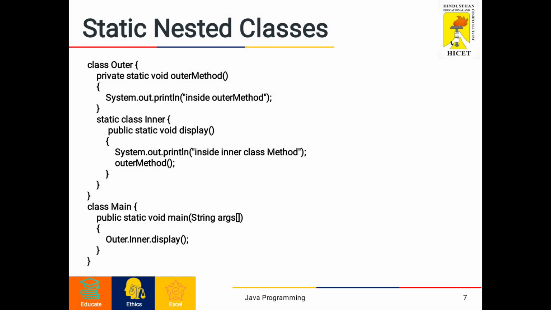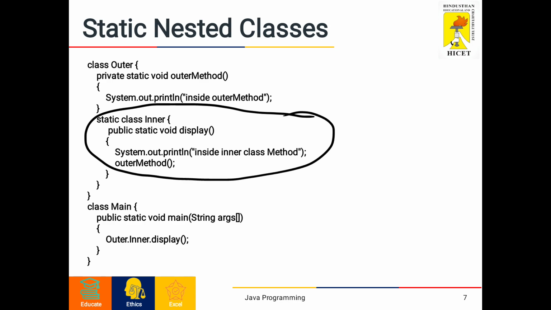The third one is static nested classes. Here we make the inner class static. The static inner class contains a static method. As we already know, a static method is a method which can be called without creating an object. Here we have outer method, which is also declared as a static method. So without creating an object, if we use the call to outer method, these statements get executed.